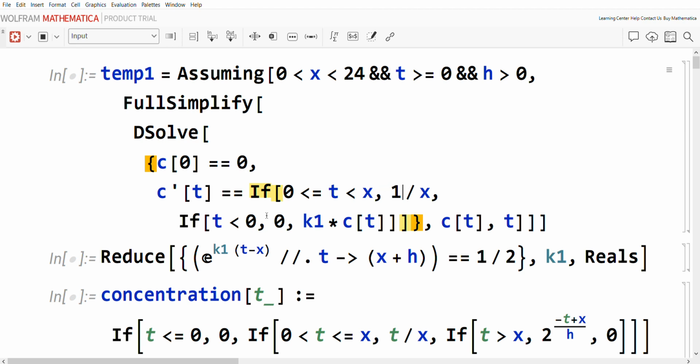unitless 1. And then if t is less than 0, the derivative is 0, so it's flat. Otherwise, if t is greater than or equal to x, then the derivative c prime equals k1 times c of t. That means that the rate of change c prime of t is proportional, k1, to the concentration that's there. And that assumes that the kidneys and liver are functioning correctly, so they're not storing all this drug. So let's see how long it takes to solve the differential equation.